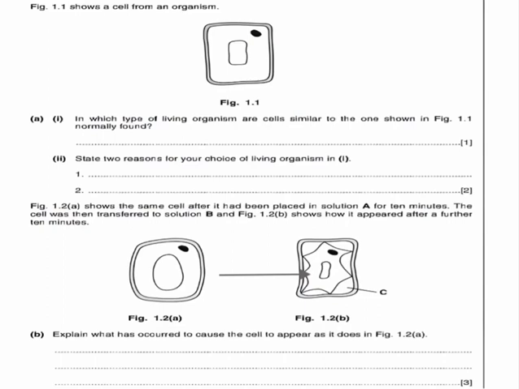Now, question A, Roman number 1 is saying, in which type of living organism are cells similar to the one shown in figure 1.1 normally found? So this one here is found in plant cells.